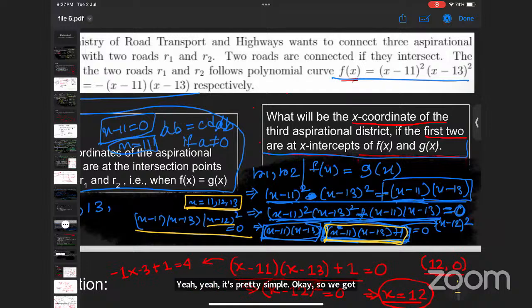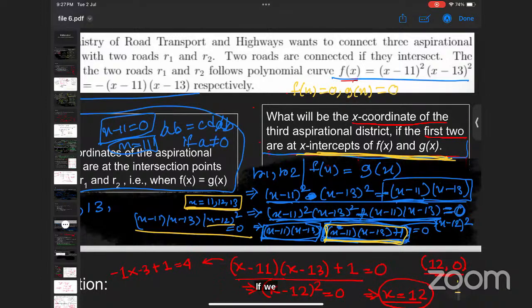Now, what is it saying? What will be the x coordinate of the third aspirational district if the first two are at the x-intercepts of f and g? So we have 3 points. What will be the x-intercepts of f and g? We can find this, right? If we equate f(x) equals 0 and g(x) equals 0, then we can find the roots. That is 11 and 13, we can clearly see. So these two are the x-intercepts, right?